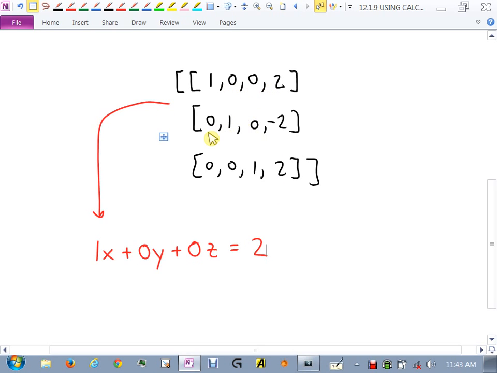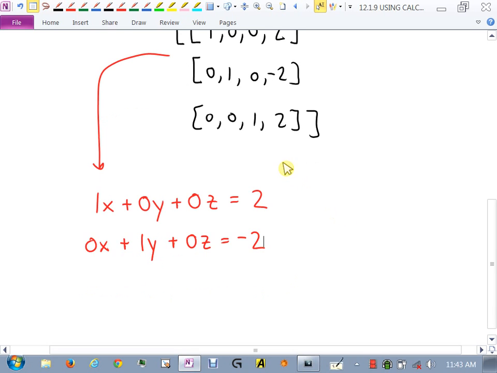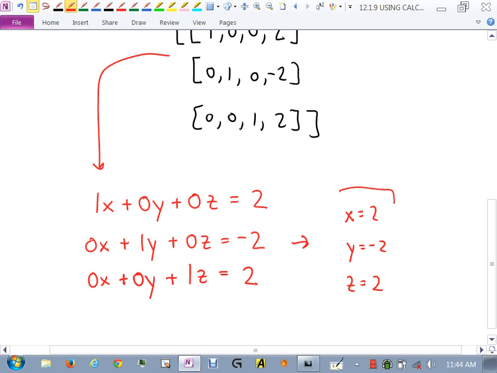What does this next row mean? No x's plus 1 y plus 0 z's equals -2. And what does the last row mean? 0 x's plus 0 y's plus 1 z equals 2. In other words, x is 2, y is -2, and z is 2. Which is exactly what we got when we did all our work, right?